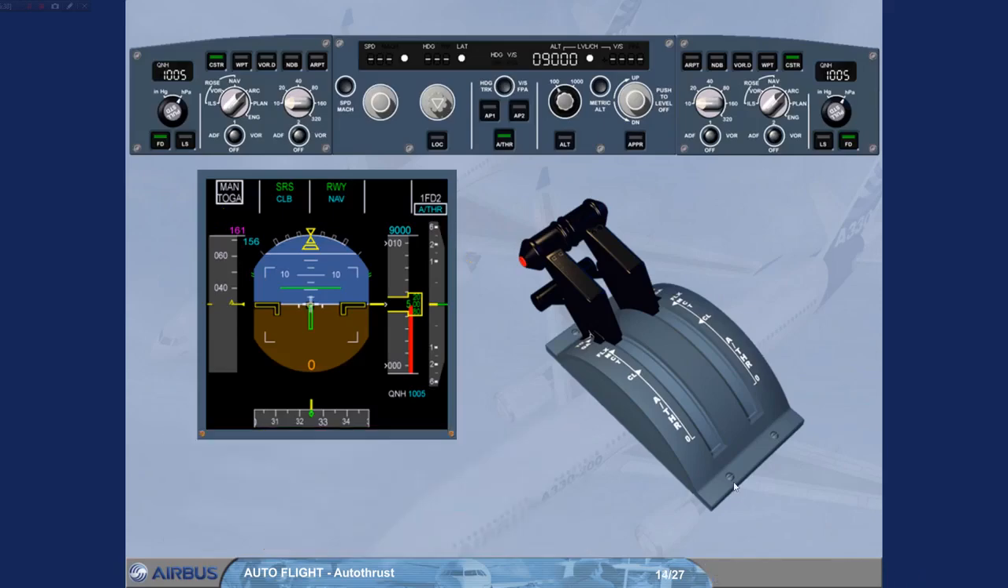At the same time, on the FCU, the auto thrust push button light illuminates in green. The fact that the auto thrust is armed means that it is ready to be turned on by a pilot action on the thrust levers. Note that when the auto thrust is armed, the pilot has manual control on the thrust with the thrust levers.